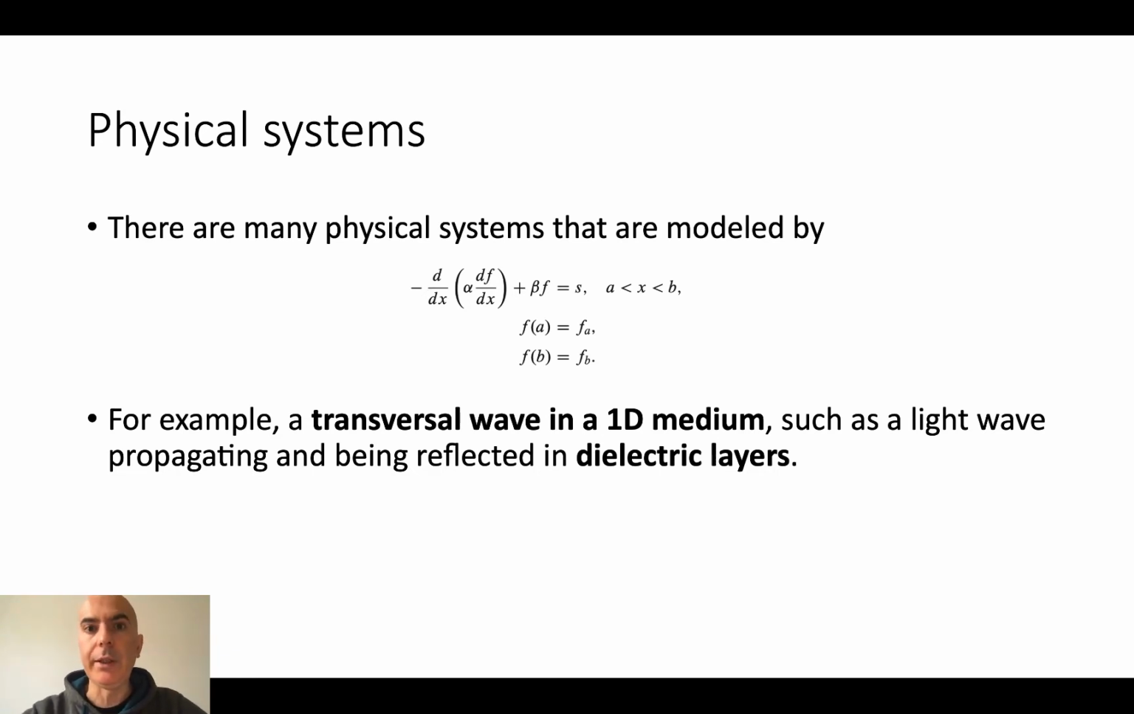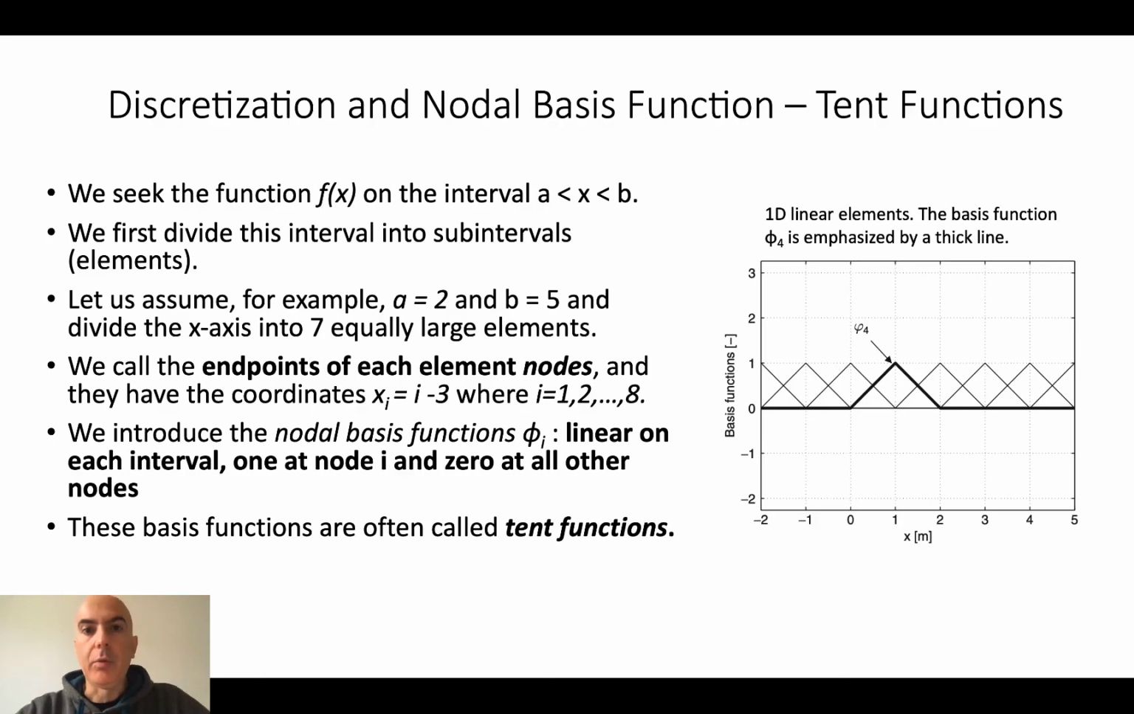So what are the steps that we need to do for solving the Helmholtz equation using the FEM method? Well, the first step is to discretize the equation. So we divide our interval, in this case going from -2 to 5, into 7 cells. So the first step is discretizing. We do the discretization in 7 intervals that are called elements.